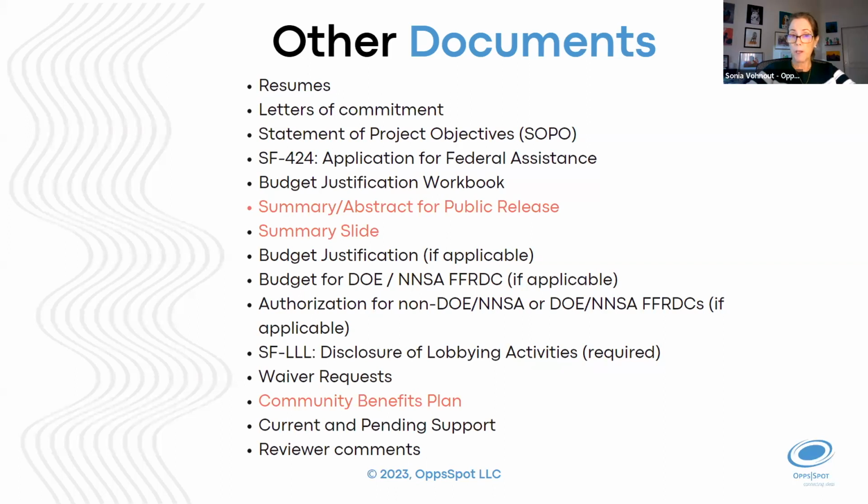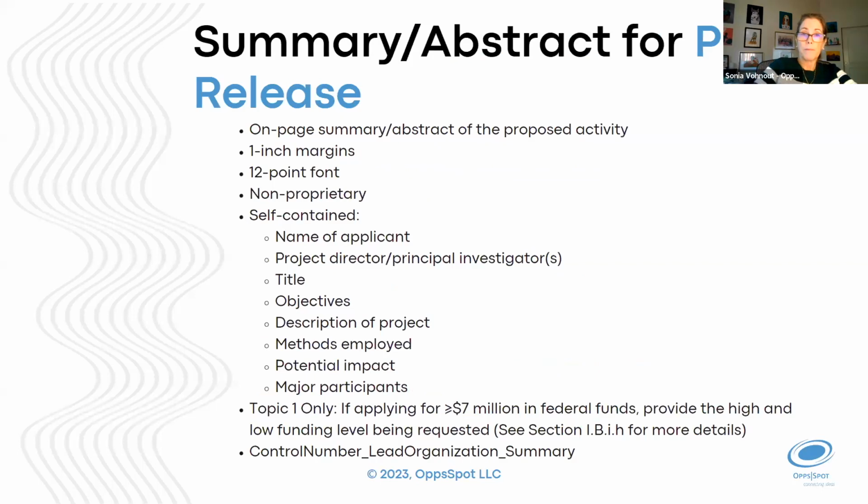If applicable, a budget justification, if you're partnering with a federal institution. And then you'll need to disclose if you're doing any lobbying activities, any waiver requests. You will need a community benefits plan and any current and pending support because they want to make sure you're not double dipping, and any previous reviewer comments. Okay.